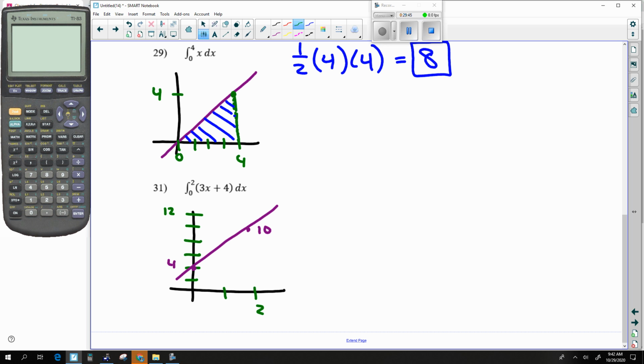So from 0 to 2, they want to know what is this area right here. This is a rhombus. Excuse me, a trapezoid. I'm sorry, a trapezoid. So this is 1/2 the height. Again, think of it sideways. It has a height of 2, and the parallel sides have heights of 4 and 10. So 1/2 height, base 1 plus base 2.